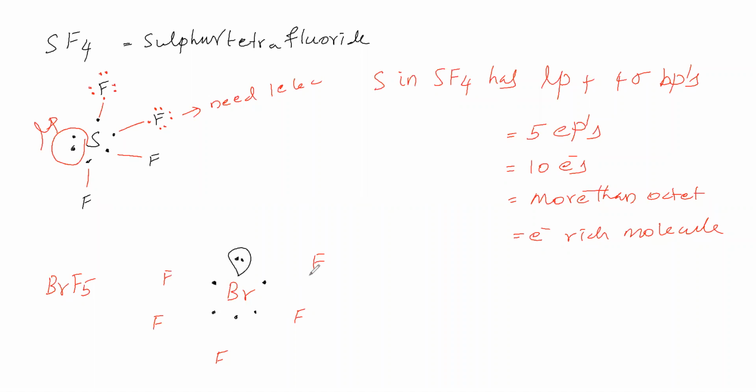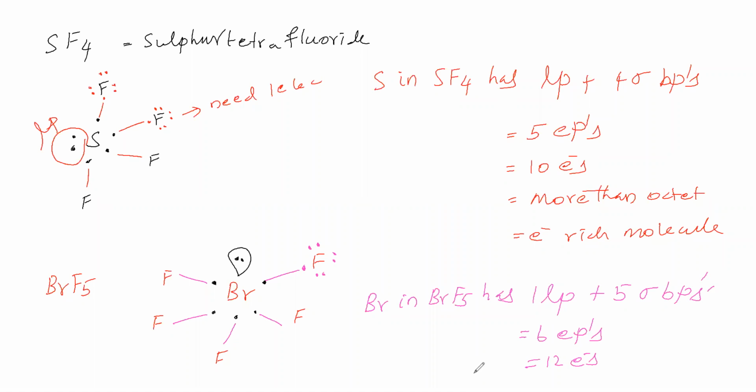Fluorine comes under group number 7A, therefore its valence shell contains 7 electrons, so it is in need of 1 electron to get octet. Therefore, each fluorine makes one bond with bromine. Now, bromine in BrF5 has 1 lone pair and 5 sigma bond pairs, that means totally 6 electron pairs. 6 electron pairs means 12 electrons, so we can call this an electron rich molecule.